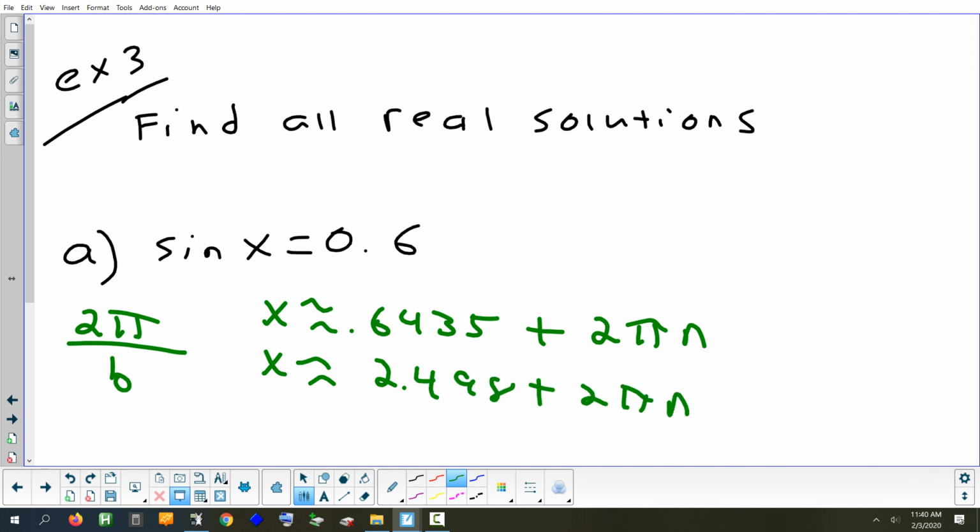Now, why did I put that plus 2 pi in? What does that represent here? Right. It's basically saying you could add 2 pi times 1, or 2 pi times 2, or 2 pi times 20. You can keep adding multiples of 2 pi, and you'll just keep getting answers in other cycles. So remember, n is an integer, positive or negative.